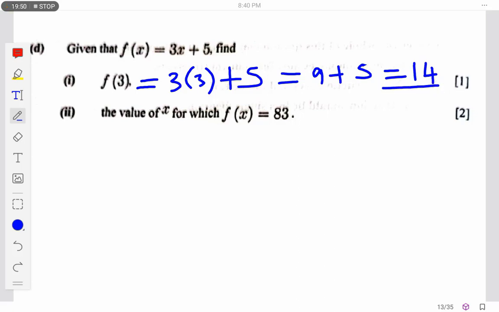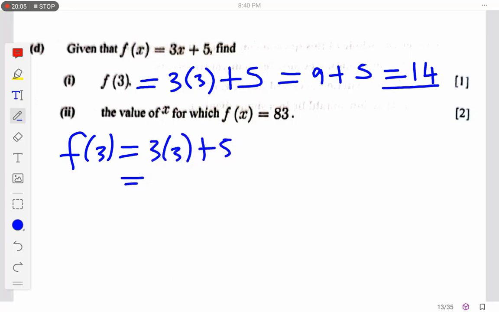Please don't write maths like this. That is not the proper way of doing it. When you write maths, you say f of 3 is equals to 3 by 3 plus 5. Then you go down. It's not English. Then you say 9 plus 5 is equals to a 14, like this. This is the proper way. I was just working for you guys.